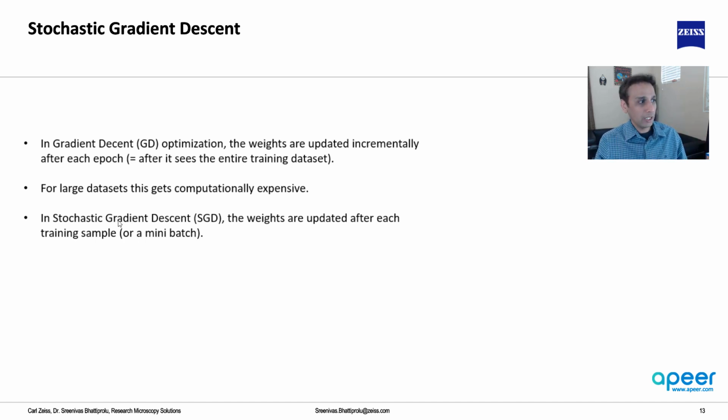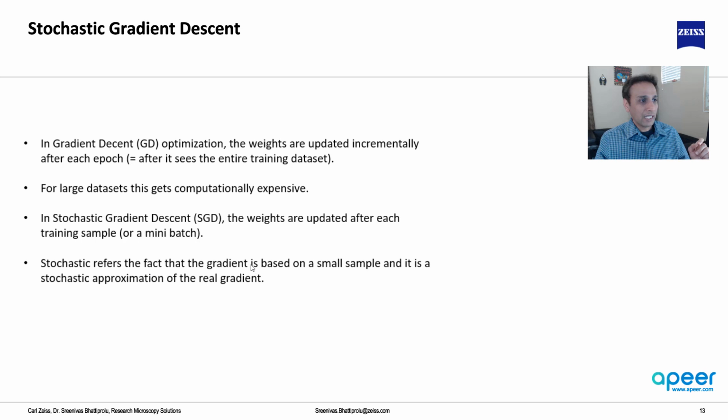Okay, that's the key in stochastic gradient descent, which means by nature you'll have some error, because the network is not seeing the entire data. But still this works. It refers to the fact that the gradient is based on a small sample. We already talked about it. And it's a stochastic approximation of the real gradient, right? This is where the term stochastic in general refers to random, okay? Approximation of the real gradient.